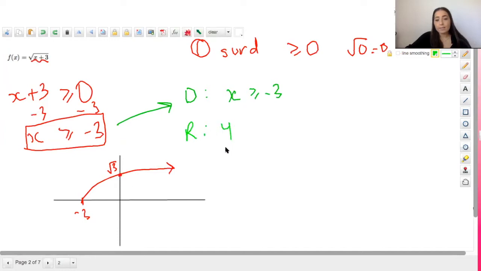is y is greater than or equal to 0, because there are no negative y values that are represented on this curve, but there is the value of y equals 0 here, and anything above that is also represented. So the range is y is greater than or equal to 0.